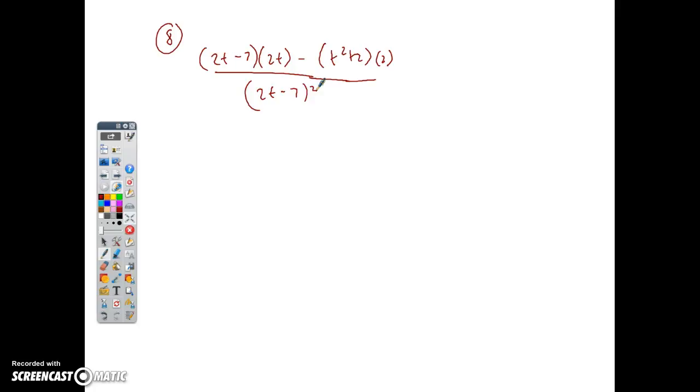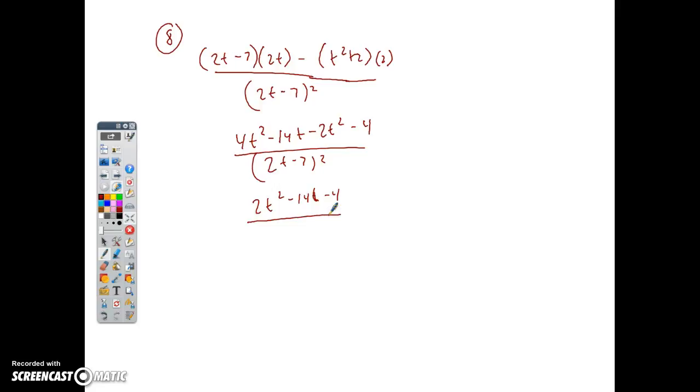Now, wait a minute. Oh, no, that's fine. So then I'm going to go 4t squared minus 14t minus 2t squared minus. Watch this minus here, guys. This should be minus 4, all over 2t minus 7 squared. And then I've got 2t squared minus 14t minus 4, all over 2t minus 7 squared. And that's pretty much where I would leave it.